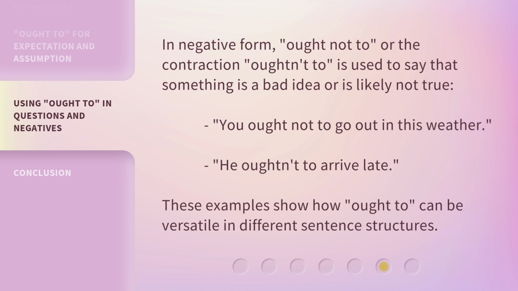In negative form, ought not to, or the contraction, oughtn't to, is used to say that something is a bad idea or is likely not true. You ought not to go out in this weather. He oughtn't to arrive late. These examples show how ought to can be versatile in different sentence structures.